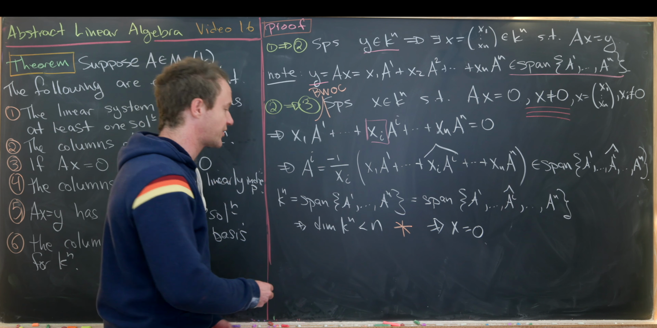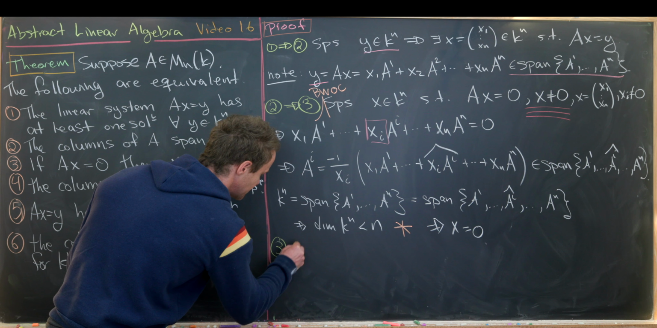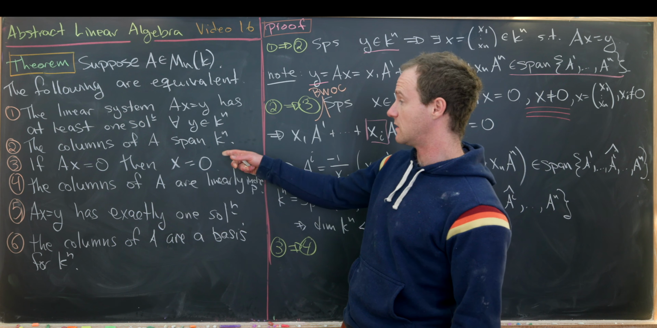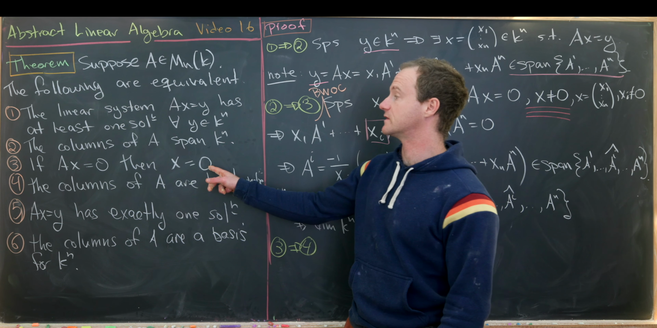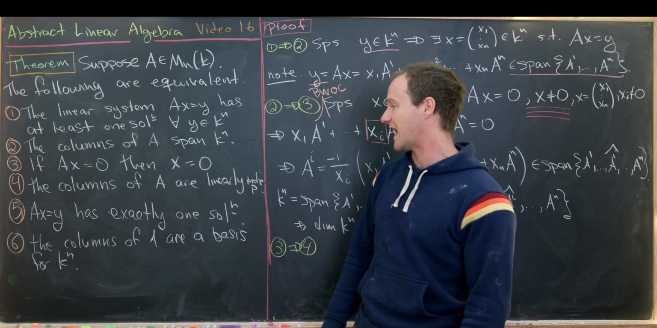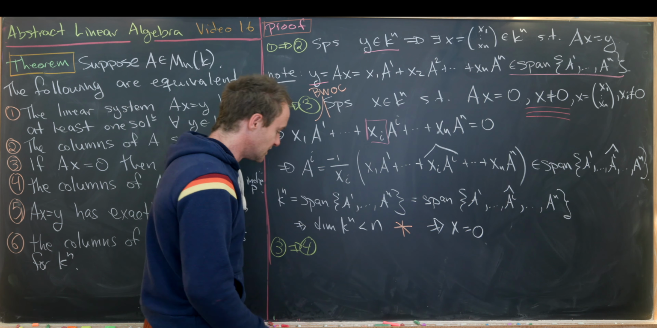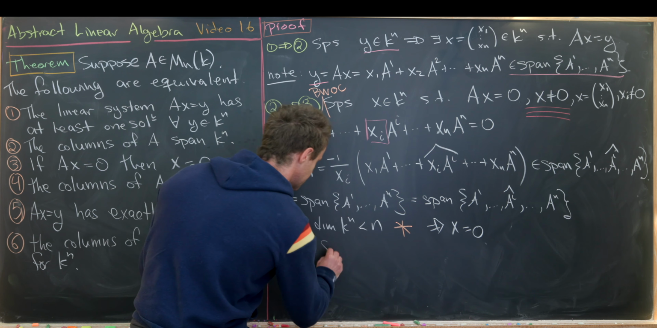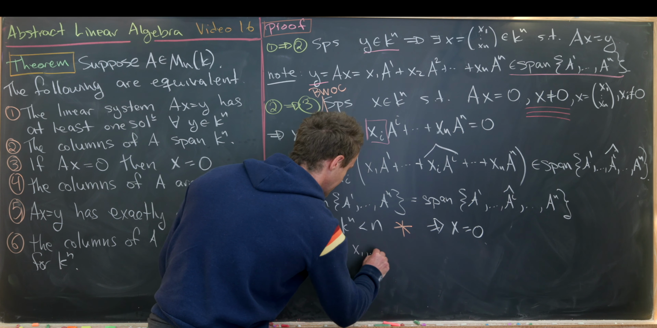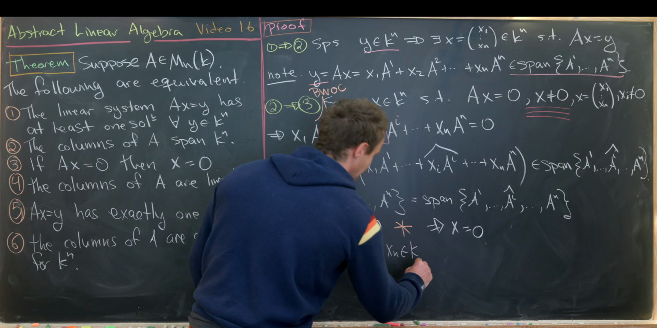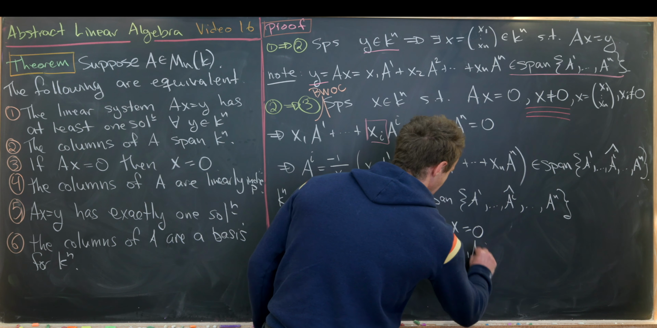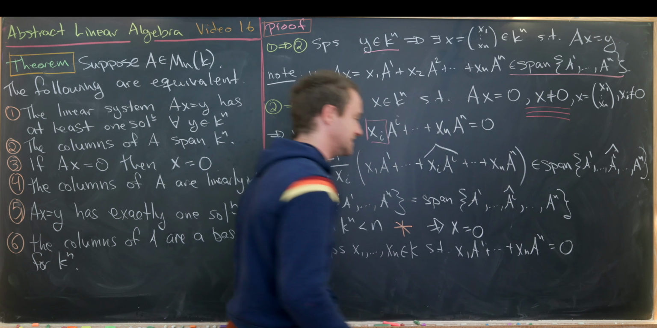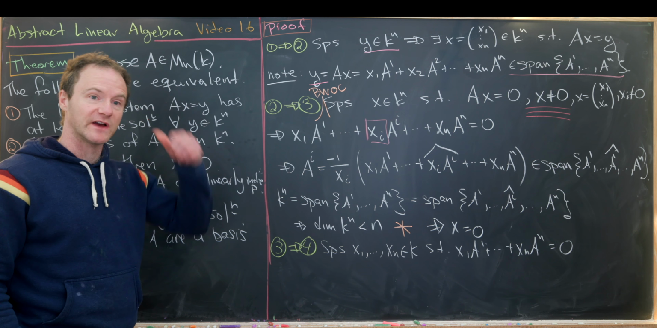And now let's move on to 3 implies 4. I think that's a bit shorter, so we can fit it in down here. We want to assume that the only solution to this equation is the trivial solution and prove that the columns of A are linearly independent. So let's try to set up a linear dependence relation. Suppose we have x1 up to xn in K such that x1 a1 plus all the way up to xn an equals 0, and that's the 0 vector in Kn.